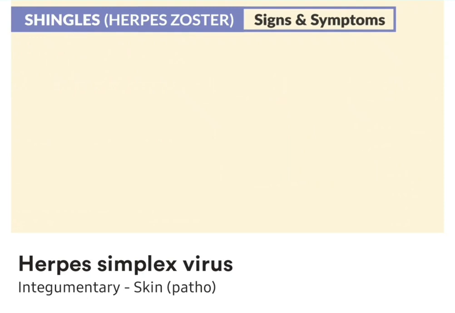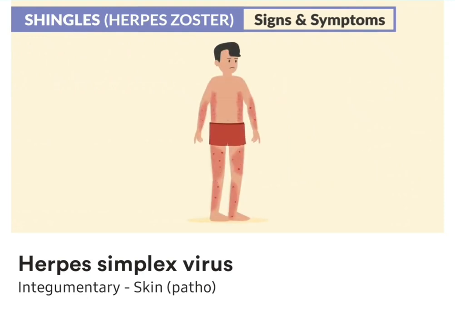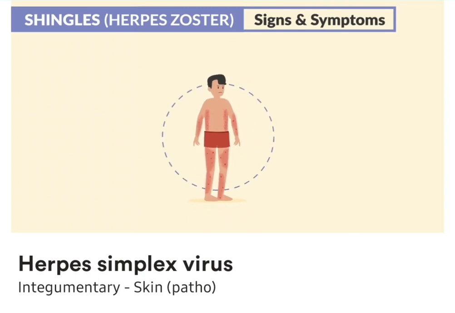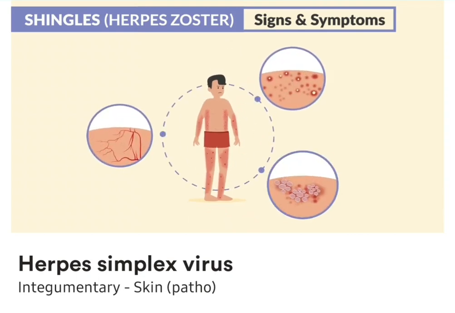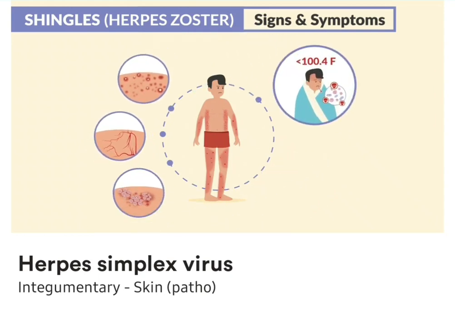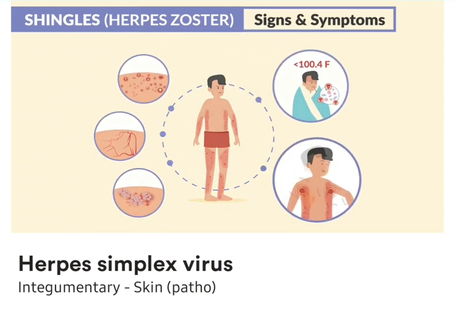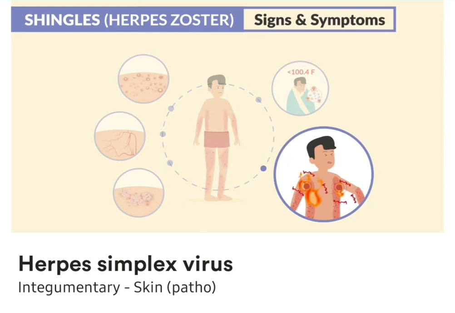Now, in terms of signs and symptoms, we have a rash that runs horizontally along the left and right side of the torso. Now, the rash can present vesicular, pustular, or even crusty, with a low-grade fever and paresthesias, that's burning and numbness and tingling.